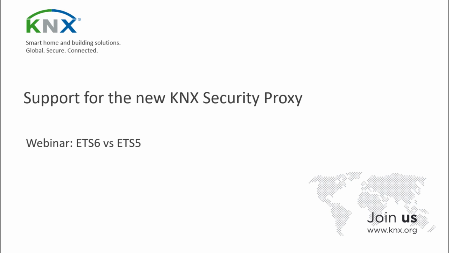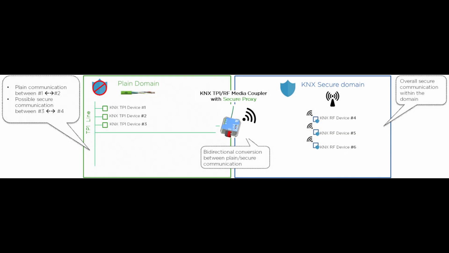The last system extension that is supported by ETS6 is the Secure Proxy. A secure proxy is again a coupler extension that allows plain devices to communicate with devices that operate securely. Therefore, this kind of device becomes a perfect solution when retrofitting existing installations with secure devices without having to remove all the existing plain KNX devices and still having security on the newly added devices.